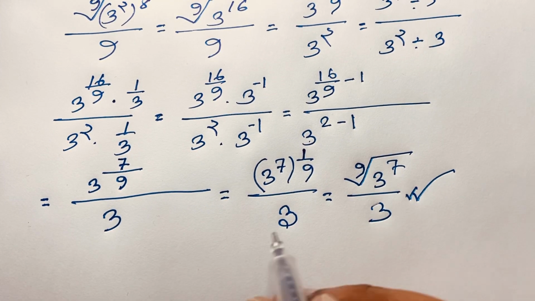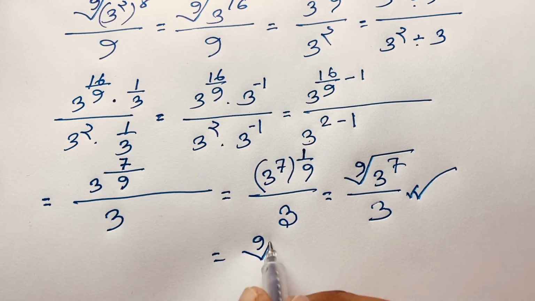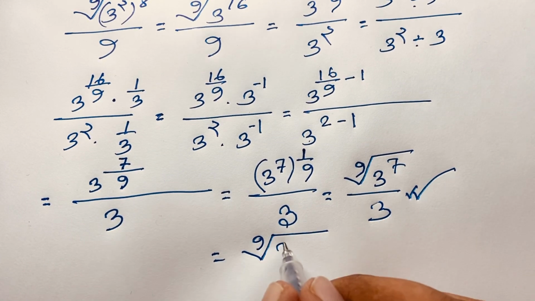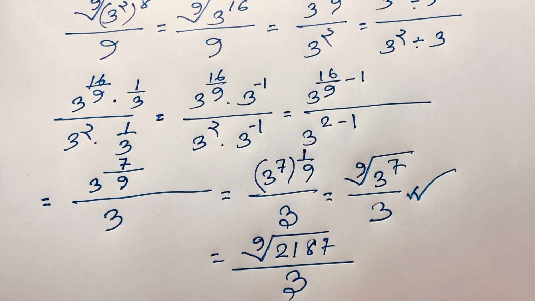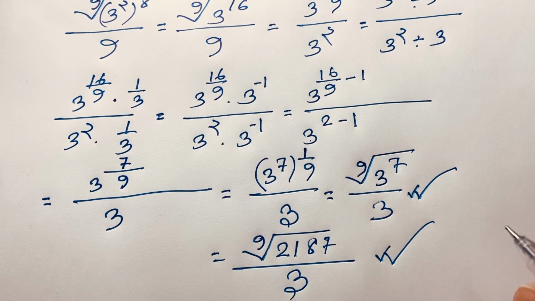If I evaluate it again, I can see that the 9th root of 3 to the power 7, which is 2187, over 3. This is our final answer in this radical math question.